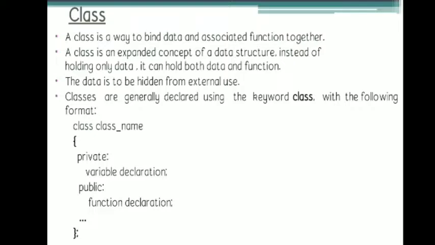The second thing is data can be hidden. We can hide our data inside our class, and whenever we need it we can access the hidden data through the methods. So these two are the important features: a class can hold both data and function, and the data can be hidden.